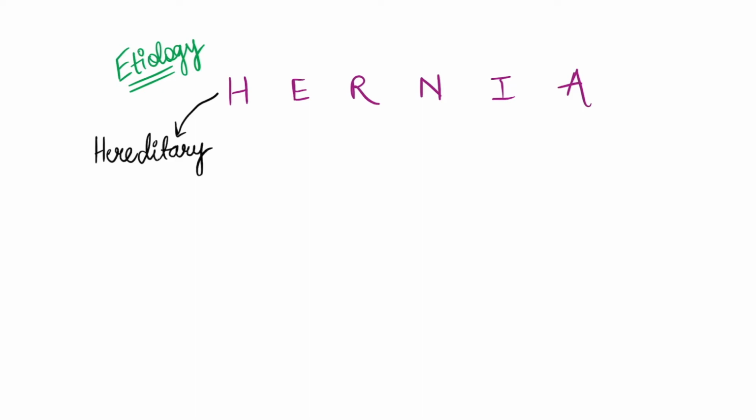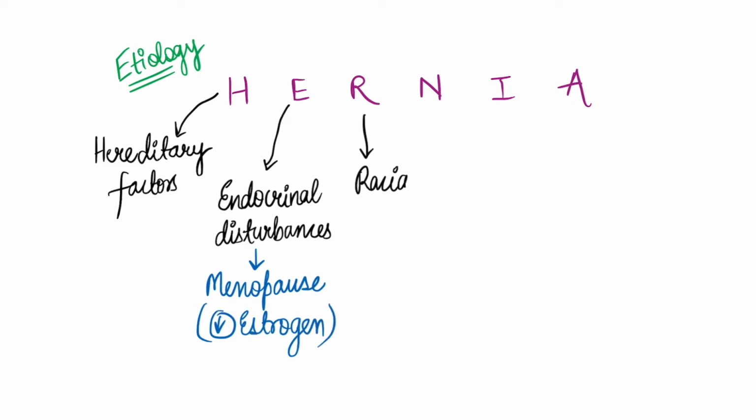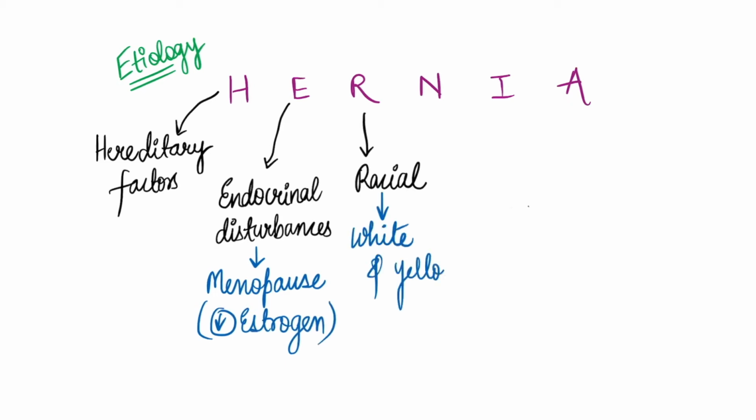So first we are going to talk about the etiology of the primary atrophic rhinitis. This you can learn by the mnemonic HERNIA, where H stands for hereditary factors and E is for endocrinal disturbances. That is most commonly because of the decreased amount of estrogen which is seen in the menopause condition. So this is more common in menopause. Now R is for racial factors. This is more common in white and yellow people.